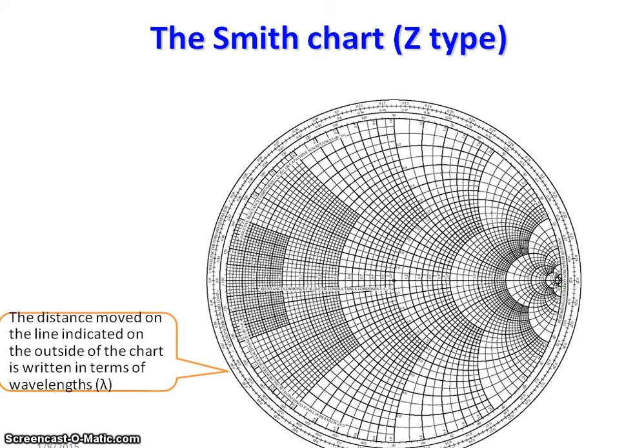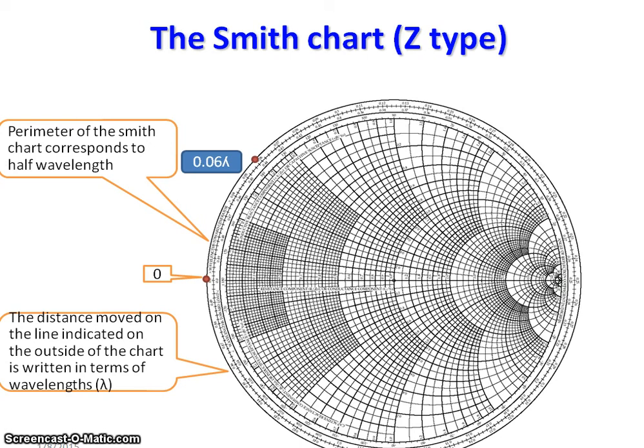When you move on the transmission line, the distance moved is indicated on the outer circle, as I have already told, and it is written in terms of lambda. So if I want to calculate the distance traveled between these two points, starting from this point, which is the starting 0, and I want to find out how much distance is covered till this point, then it is to be read on this Smith chart as 0.06, written as 0.06 lambda.